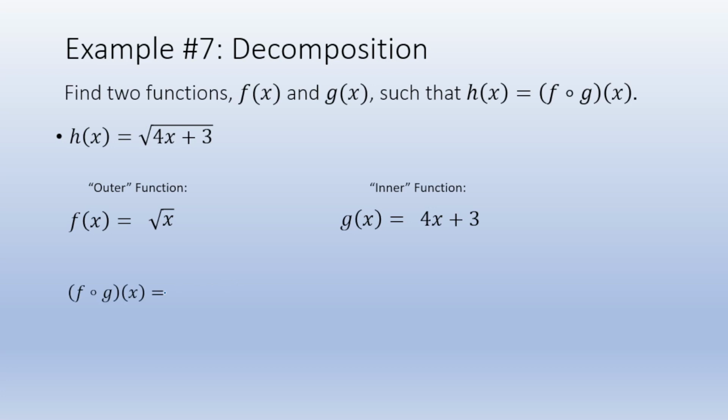And if we were to take the composition of these two functions, f composite g of x, which of course is f of g of x, this would be f of 4x plus 3. And remember, we replace the x in f with the entire expression that's g of x. So that would give us the square root of 4x plus 3, which of course is our original function h of x.